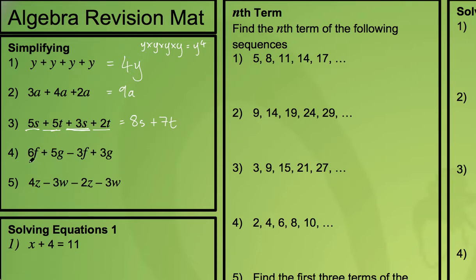In this one, 6f, and again looking at the sign in front, that is 6f minus 3f, so that is 3f, and then I've got a positive 5g and an extra 3 more g, so that is 8g. In this one, z's, I've got 4z minus another 2z, so that gives me 2z. And then I've got minus 3w minus another 3w, so altogether that is minus 6w.